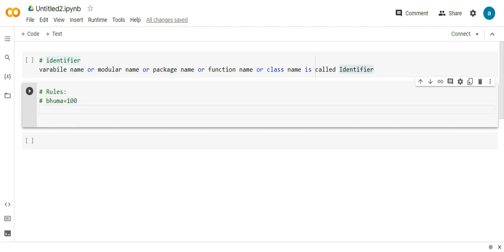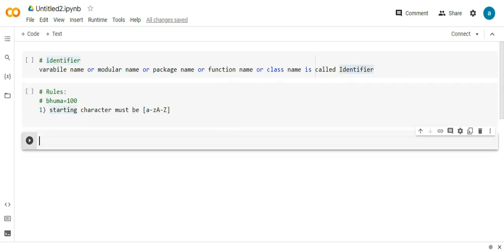Okay, rules are there. What is rule one? Starting character must be small a to z or capital A to Z. For example, the starting character is B here, right? It must and should start with small a to z or capital A to Z.